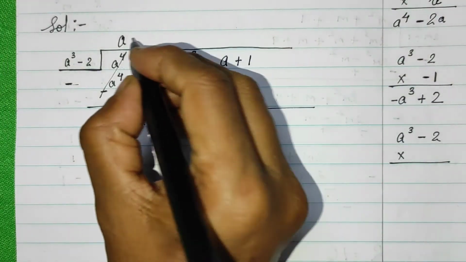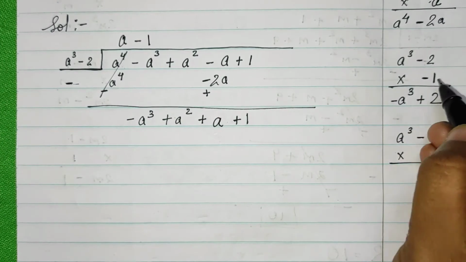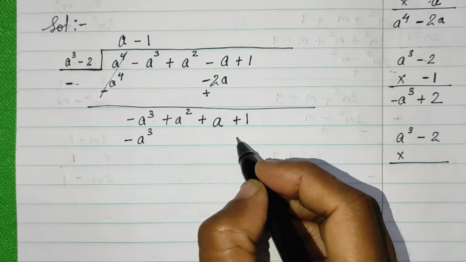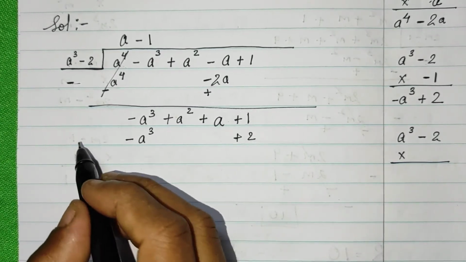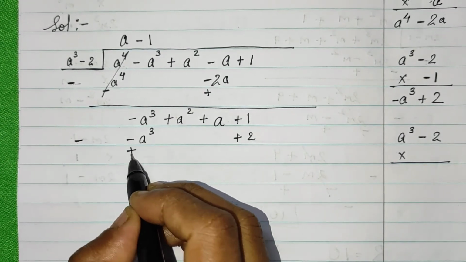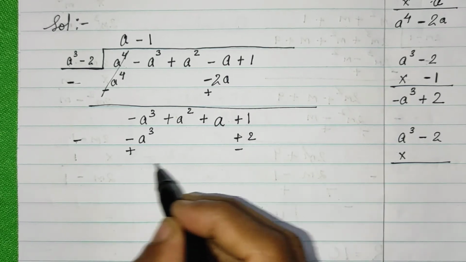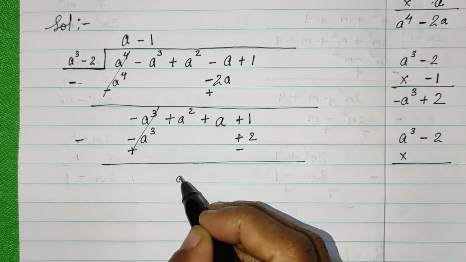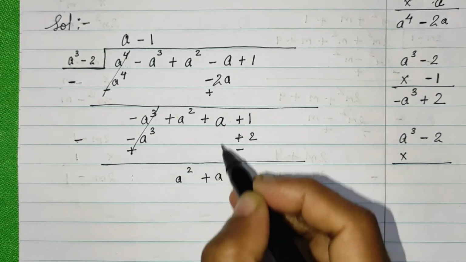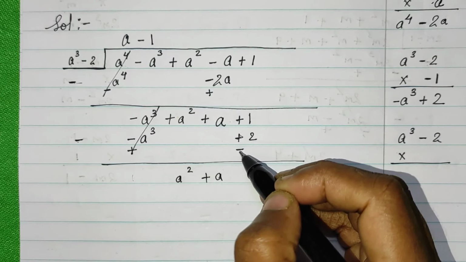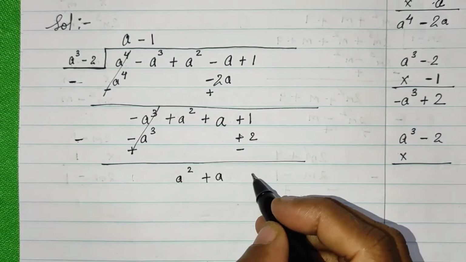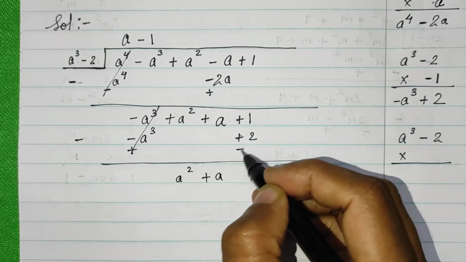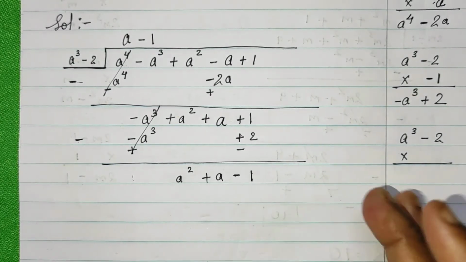So minus 1, and here minus into minus plus, minus into plus minus. So this becomes 0. It will be as it is, copy down, plus into minus minus. So 2 minus 1, 1. Now 2 has sign minus and it is the greater number, so minus.